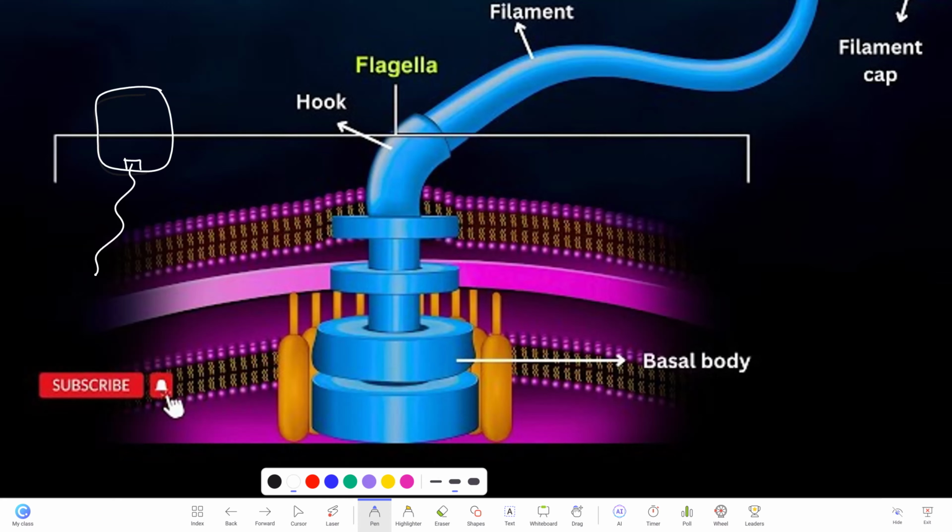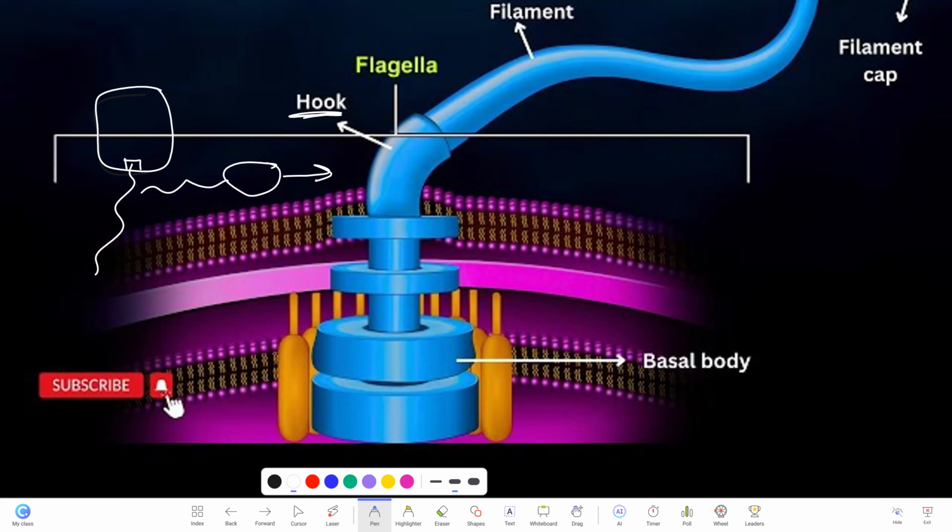So there are two parts. This is called the hook and this part is called the filament. When it spins, the flagellum goes this way. It keeps spinning this way, and that's what keeps the bacteria moving in the liquid. You find this only in bacteria which live in a liquid medium, like maybe blood or water.